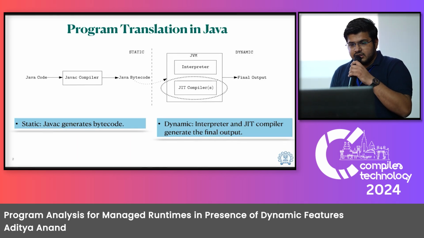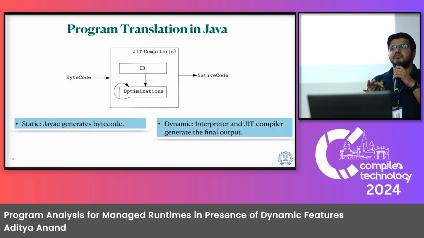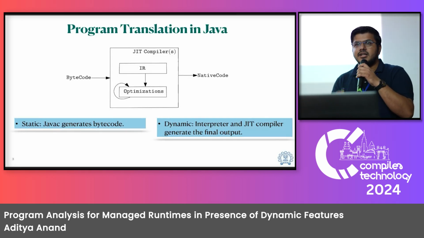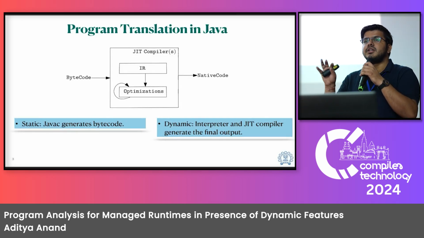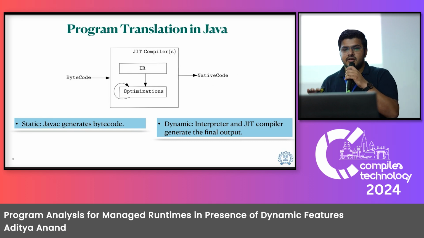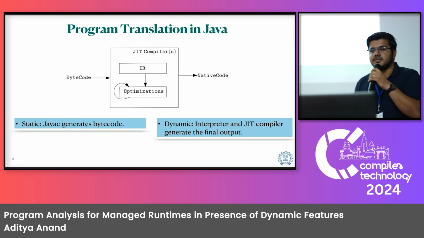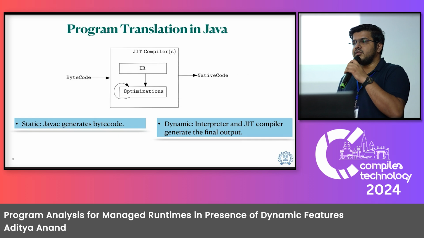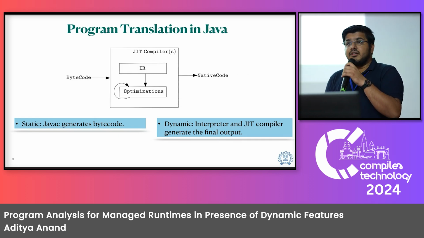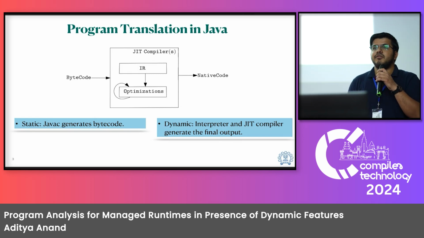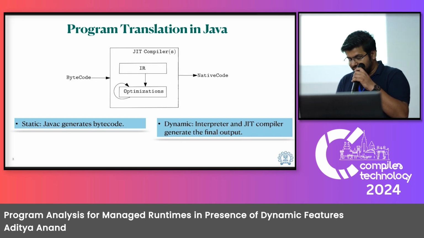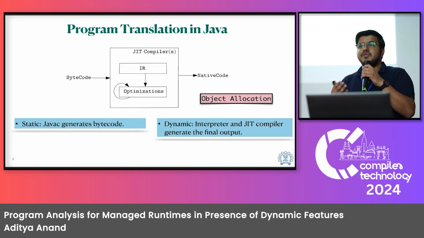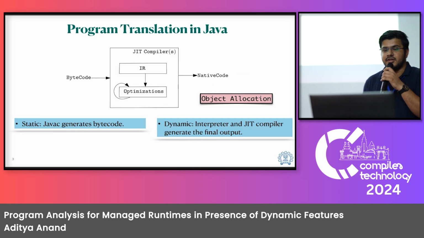The brief idea about JIT compilers is that they take certain bytecodes, convert them to some form of IR, perform several optimizations, and then give you the native code. In today's morning keynote, we looked into several optimizations that can be performed in object-oriented languages. One such was object allocation.